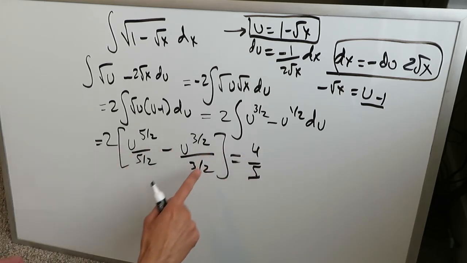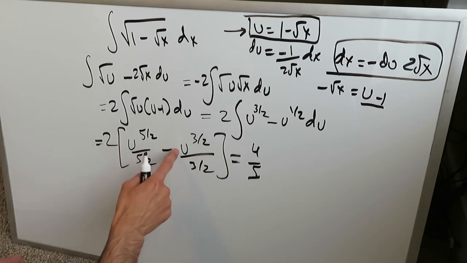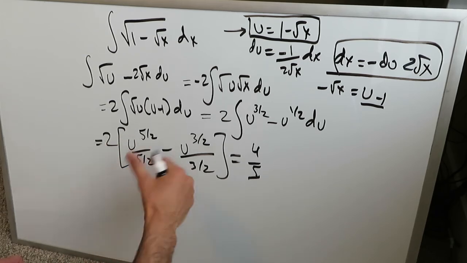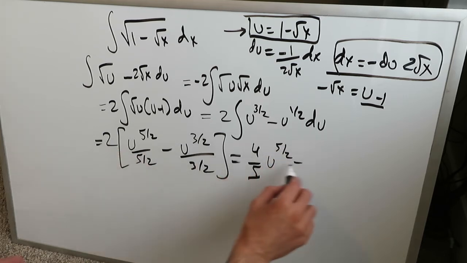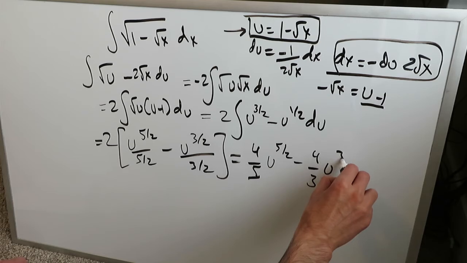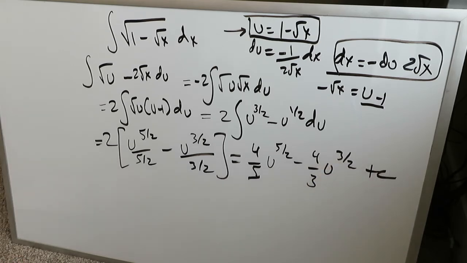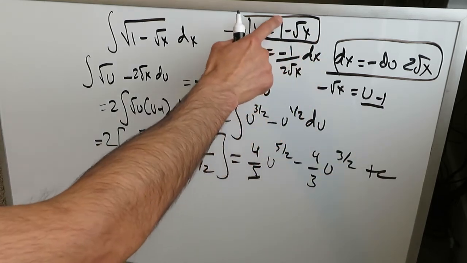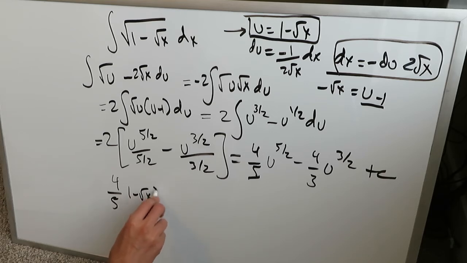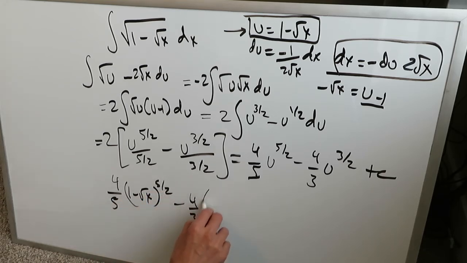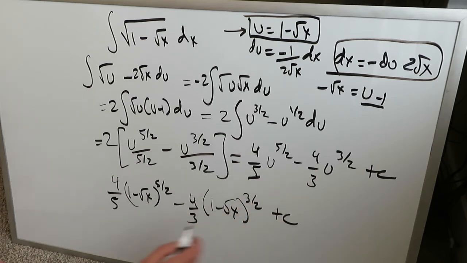Remember this 2 is going to impact everything over here. It'll impact this coefficient and this coefficient, and these fractions in the denominators have to flip. 4 over 5 u to the 5 over 2 minus 4 over 3 u to the 3 over 2 plus c. The final step over here is just a re-substitution for this initial expression in place of u. Your final answer is 4 over 5, 1 minus root x to the power of 5 over 2 minus 4 over 3 times 1 minus root x to the power of 3 over 2 plus c, and you are done.